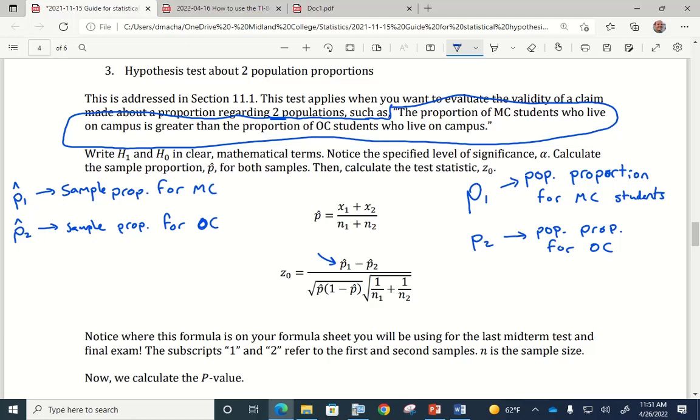And we're given these formulas. The first thing we need to calculate is this thing that's just called P hat. And notice it's not P1 hat, it's not P2 hat, it's just plain old P hat. So X1 and X2 are going to correspond to the two colleges. X1 in this example would be the number of Midland College students who live on campus. And N1 would be the number of Midland College students that you sampled. That would be your sample size for your survey while you were at Midland College. X2 is the number of Odessa College students that you find living on campus, where N2 is the sample size of your random sample that you take over at Odessa College. And you need that P hat because that is going to appear in the formula right below it.